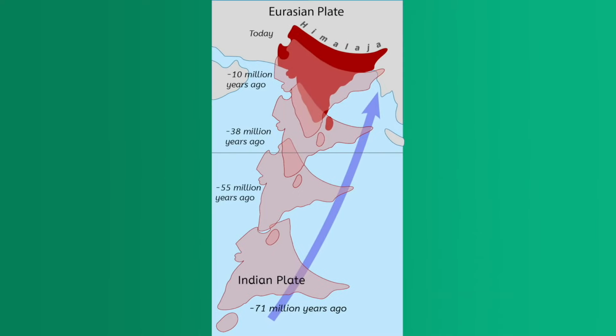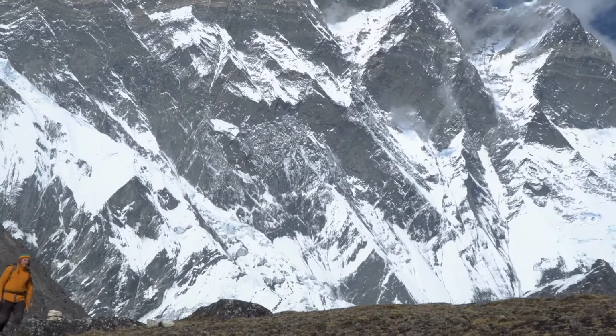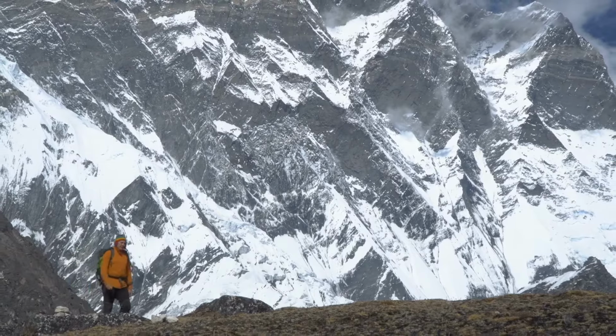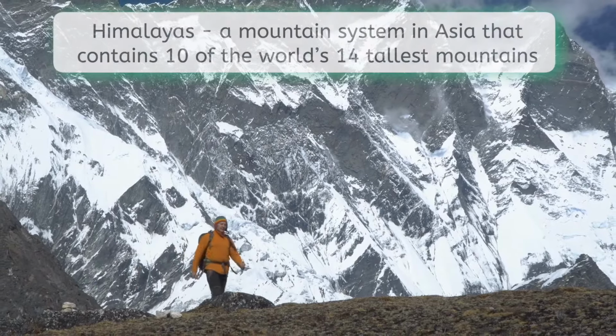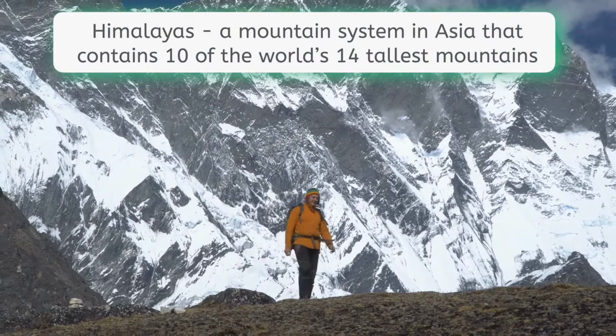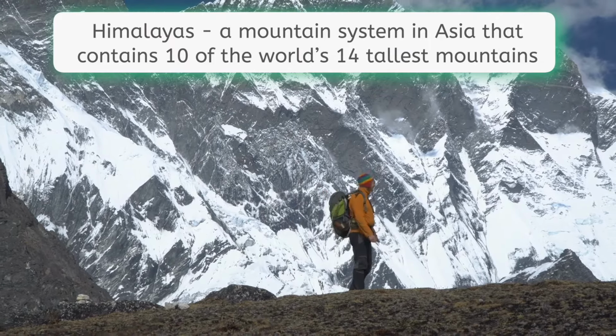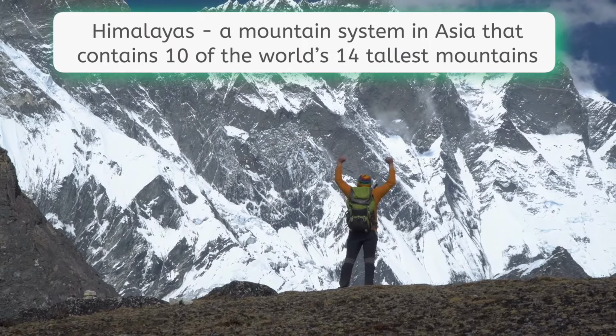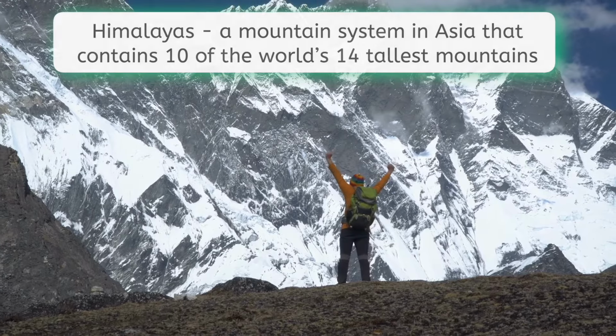Orogeny occurred when the Indian landmass smashed into the Eurasian plate. This collision resulted in a beautiful crash. I mean, look at it. The Himalayan mountain system includes 10 of the world's 14 tallest mountains, including the tallest, Mount Everest.